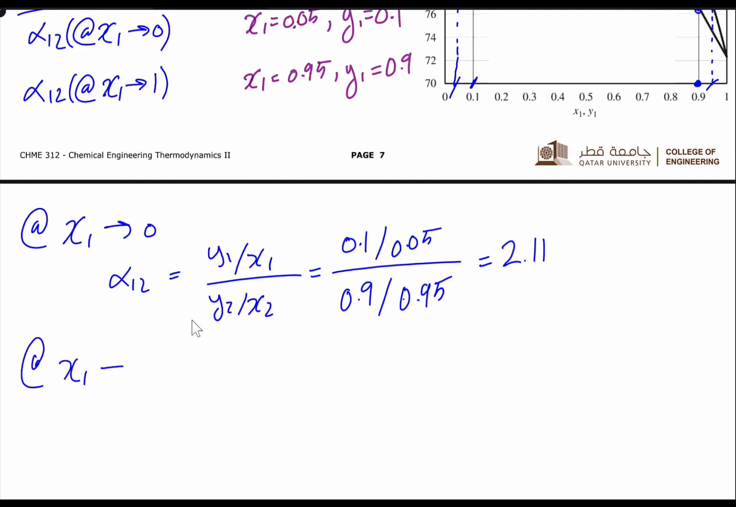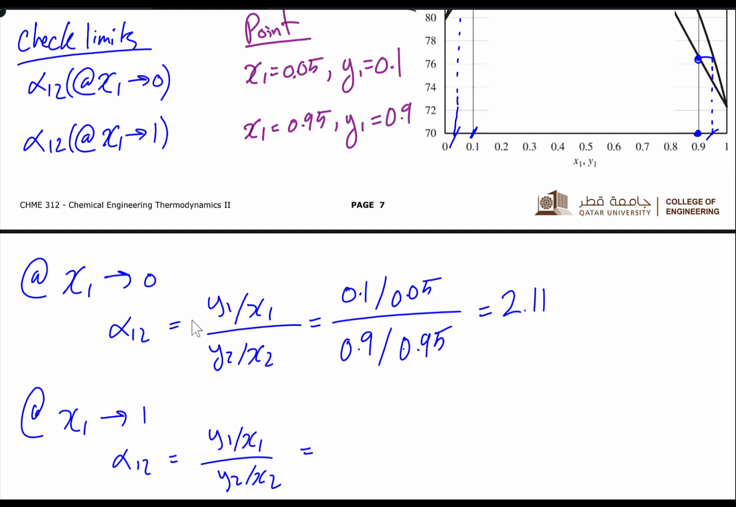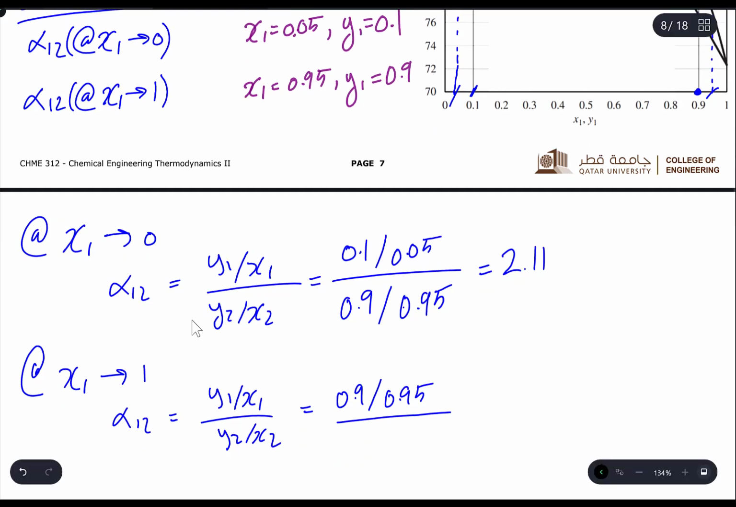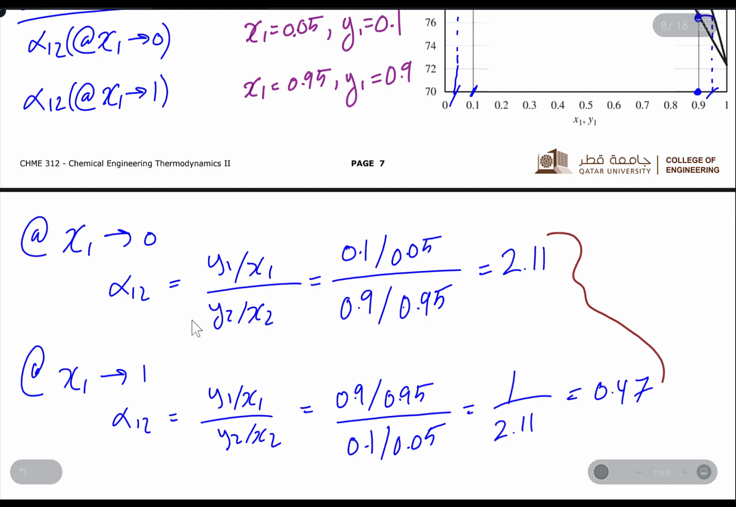At x1 approaches 1, alpha 1, 2 is the same thing. Here we use these values: y1 is 0.9, divided by x1, 0.95, divided by 1 minus that. You see that it's the same as what we have up here, flipped. So this would be 1 over 2.11, and that is 0.47. So we can see here, we've crossed 1, therefore an azeotrope exists.